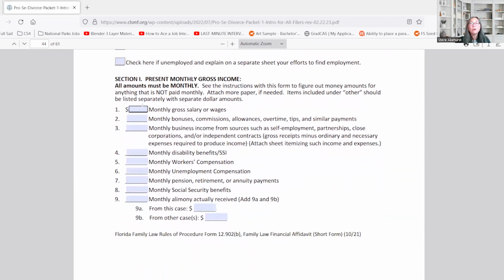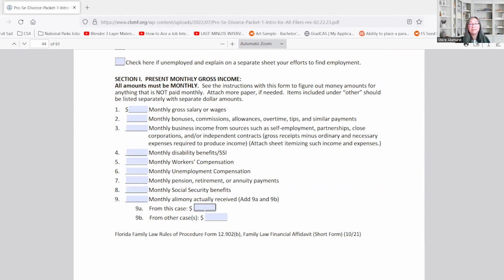Okay, so now we're going to do section 1, your present monthly gross income. Remember when we were doing the affidavit of indigent, you had to do the net income? Gross income is your income before taxes. If you get your pay stub, it will show you all your salary before all your taxes are taken out. So you're going to write your monthly gross income, any bonuses you have, any disability that you may receive, or unemployment. Maybe you don't have a salary, you only get workman's comp or unemployment. This is where you're going to write it.